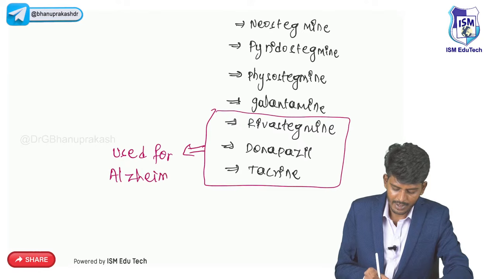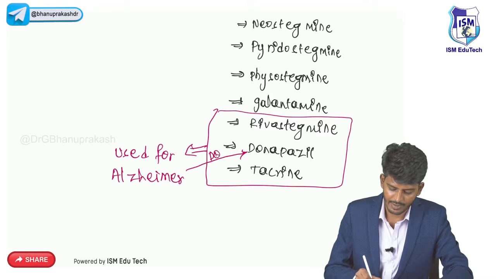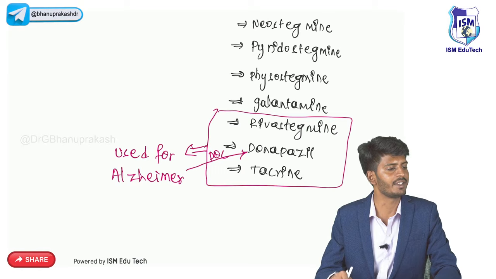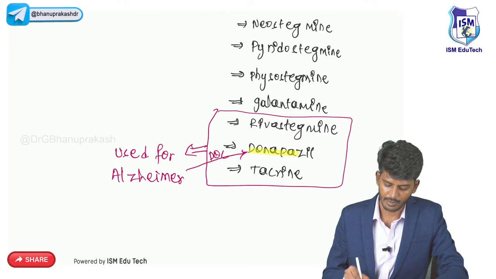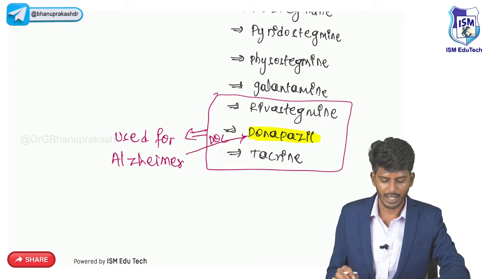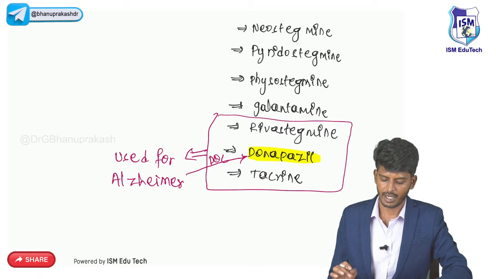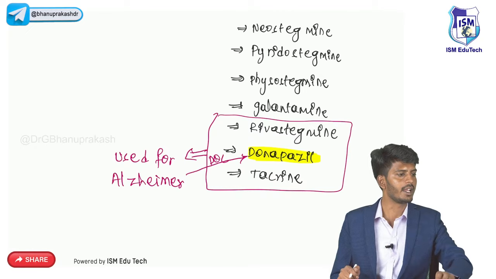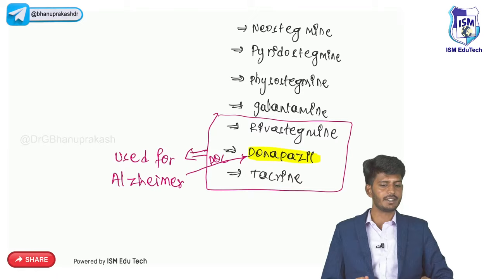But Alzheimer's disease, the drug of choice is a very important question. What is the drug of choice for Alzheimer's? The answer should be donepezil. Donepezil is the drug of choice for Alzheimer's disease. Then we have one more, that is tacrine. But rivastigmine is not used. The drug is donepezil. Everybody, will you answer this question? Drug of choice for Alzheimer's disease is donepezil.